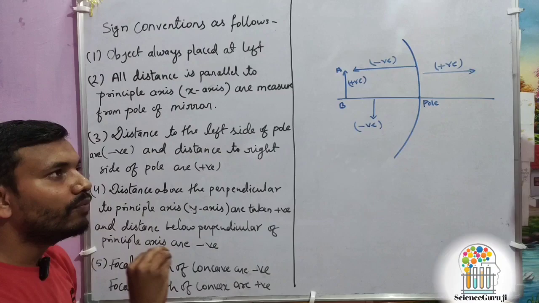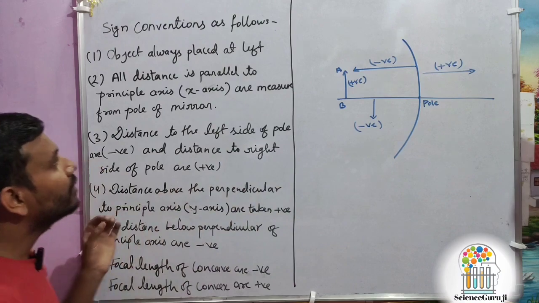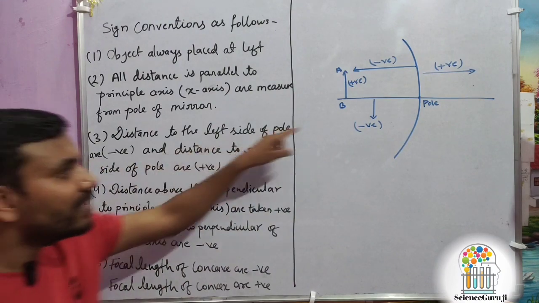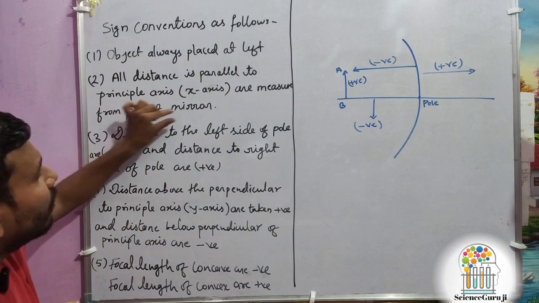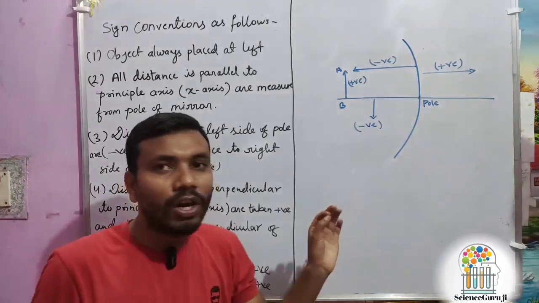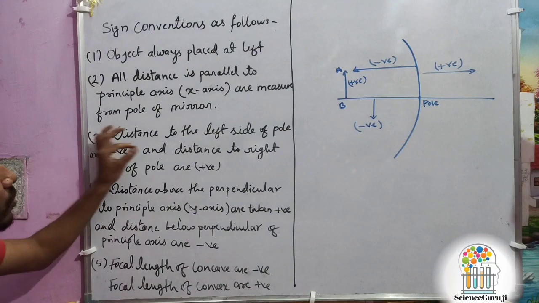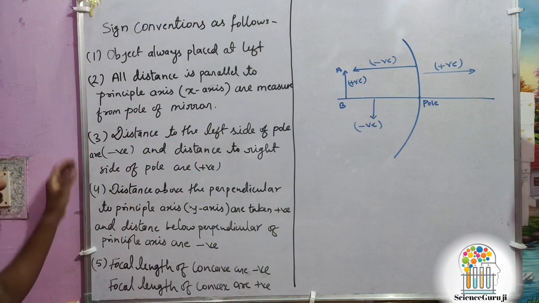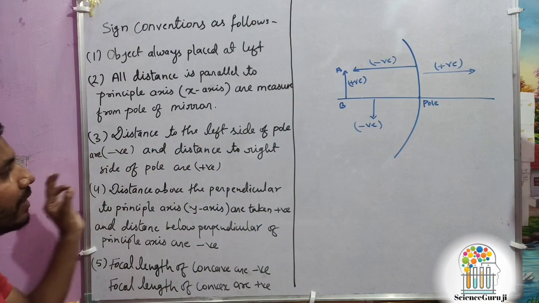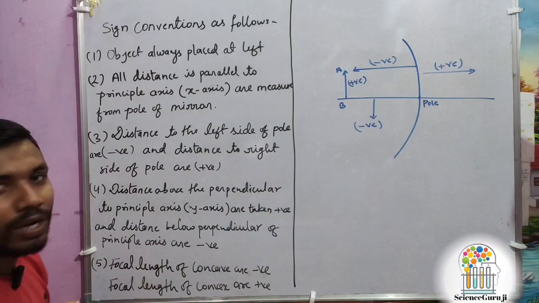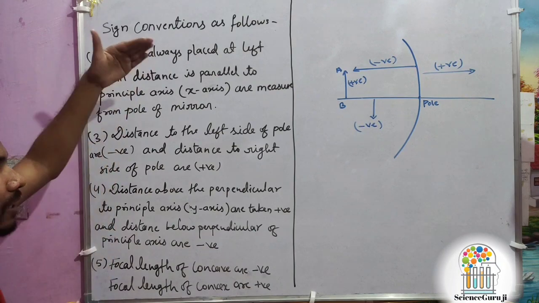Every distance we are measuring here is always parallel to the principal axis. It means the x-axis distances are measured from the pole of the mirror. Next, distance to the left side of the pole. Distances to the left side of the pole are negative, but distances to the right side of the pole are positive.